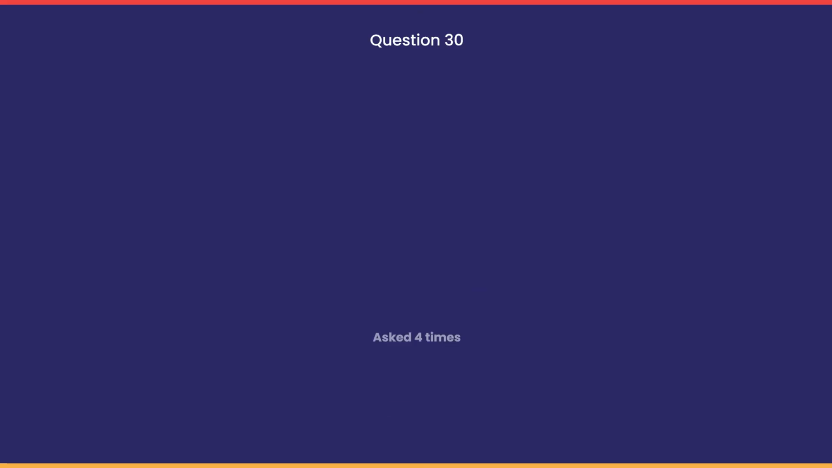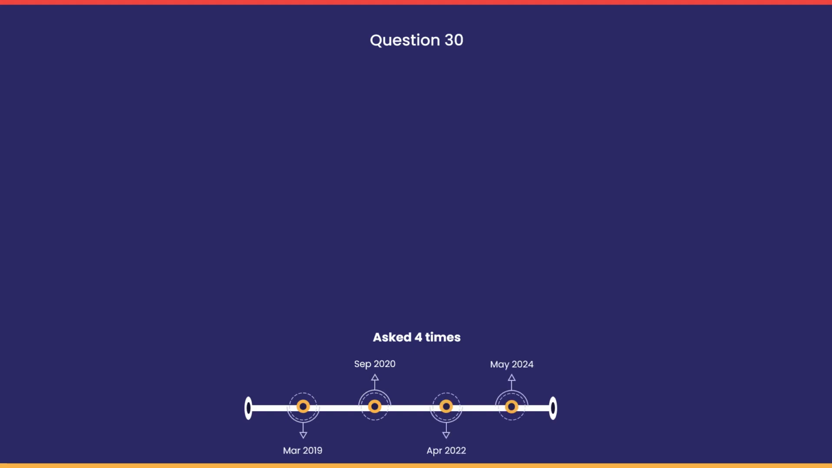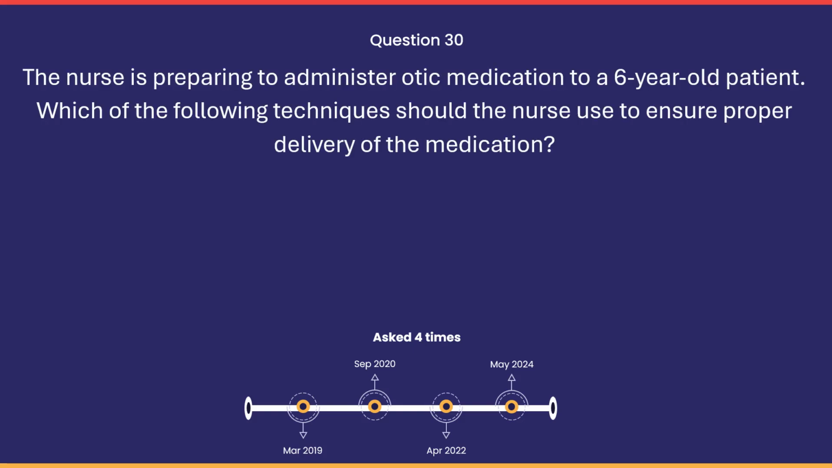This ear medication administration question has been asked 4 times in the last 5 years and is vital for ensuring proper technique in pediatric care. The nurse is preparing to administer ear medication to a 6-year-old patient. Which of the following techniques should the nurse use to ensure proper delivery of the medication?